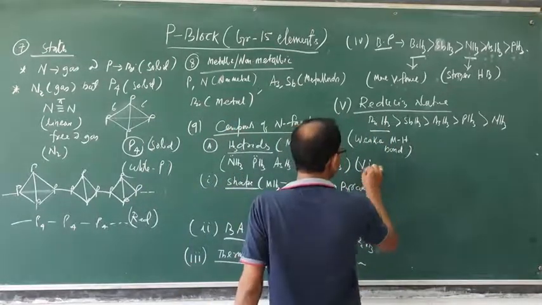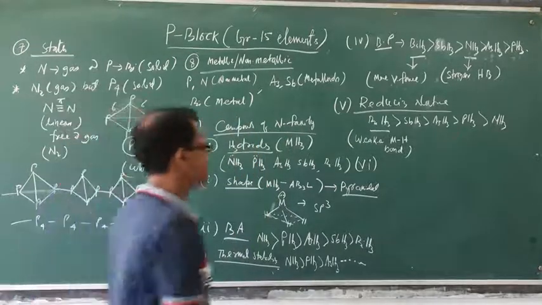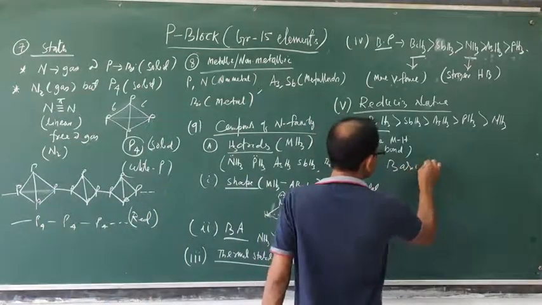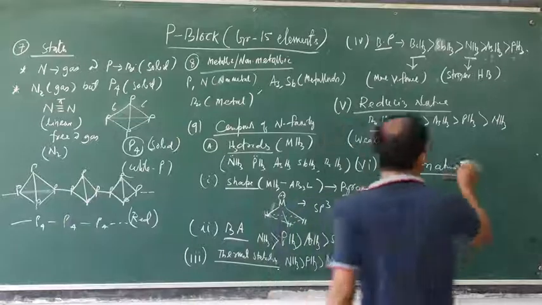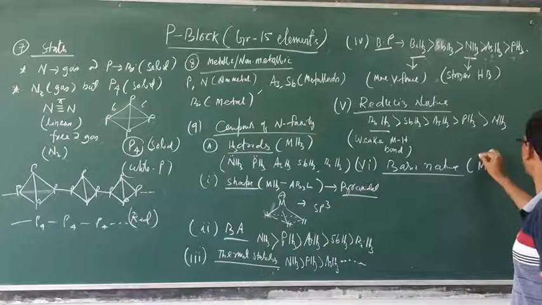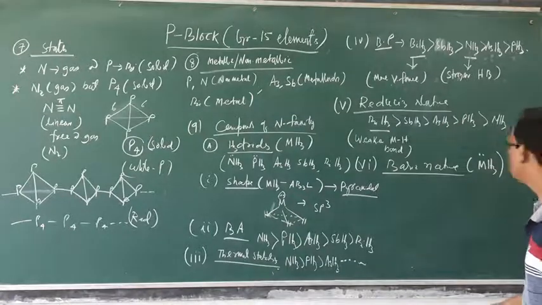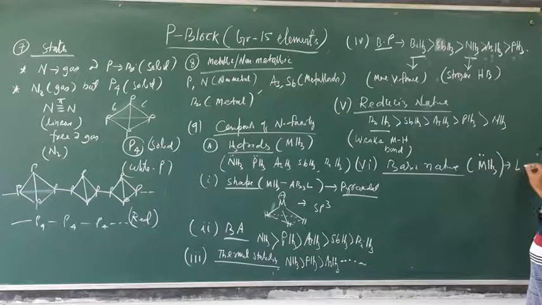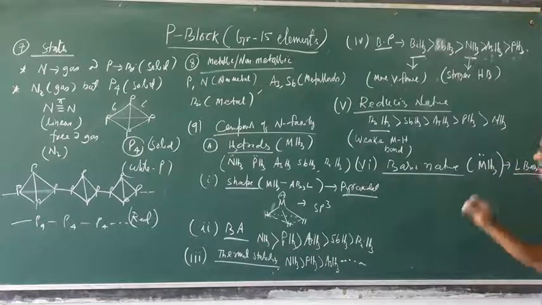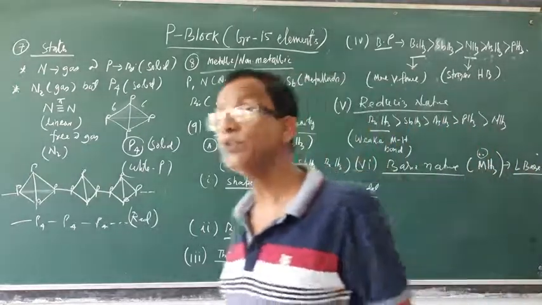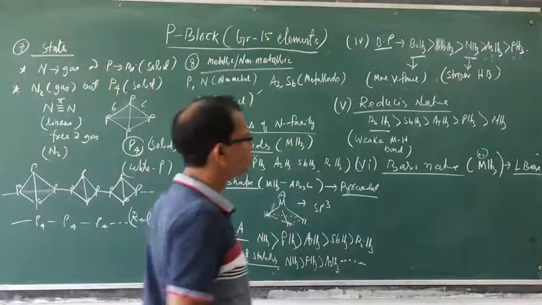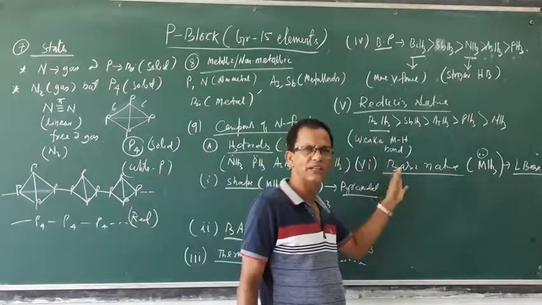Then another property, basic nature. All hydrides of this group, MH3, are weak bases. These are called Lewis bases. Why are they called Lewis bases? Because they have a lone pair, all having one lone pair. That's why they are called bases, Lewis bases, which can donate a lone pair. So all hydrides of the nitrogen family behave as bases.